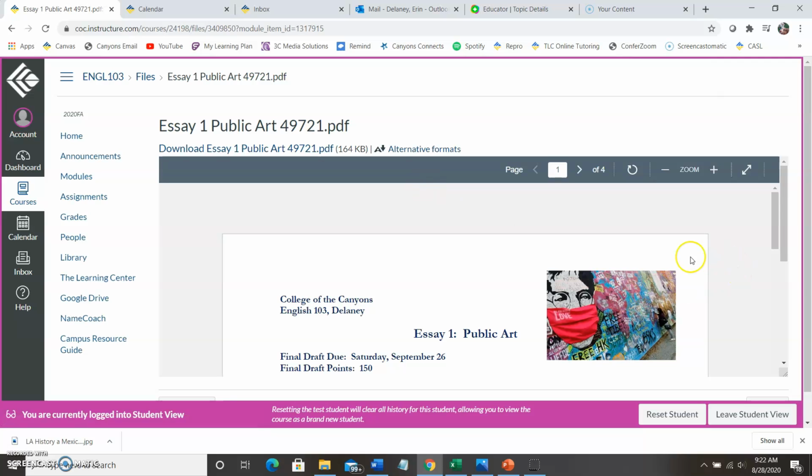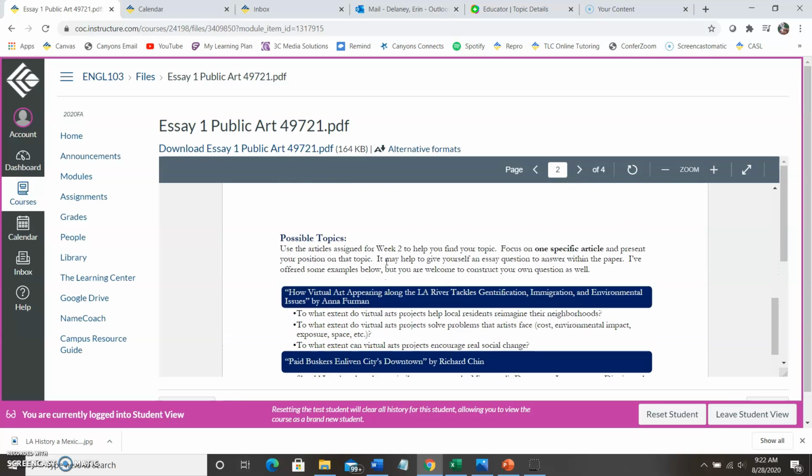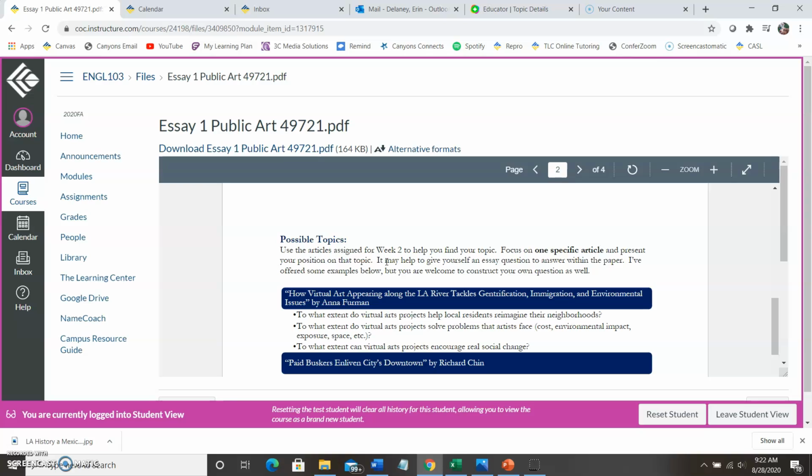This is our prompt for Essay 1. Please read through the whole thing carefully. I know the prompt looks long, but it includes quite a few options for you. So you don't have to do every essay question, for example. I wrote sample essay questions for you here. You don't have to do all of them, but read them through and figure out which one you're interested in doing.